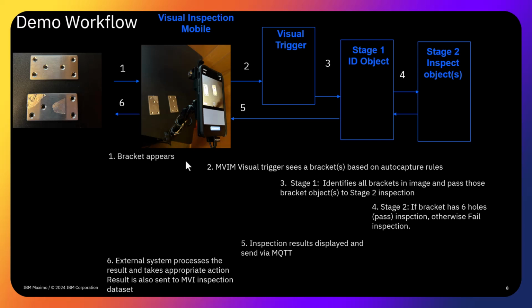Something to note here is we're not limited to 2 stages of inspection pipeline. So if we needed more sophisticated inspection, we could utilize a 3rd stage, a 4th stage, a 5th stage of this pipeline, and then finally just get one single outcome. This is great power we can enable in Maximo Visual Inspection Mobile as well as Maximo Visual Inspection Edge.